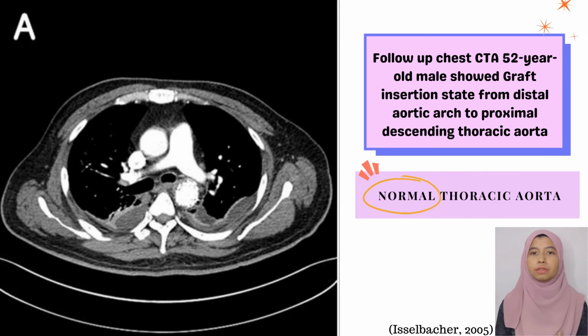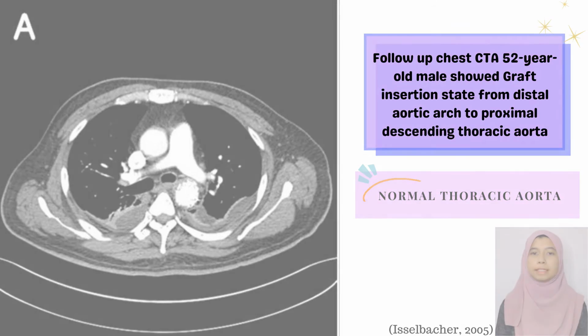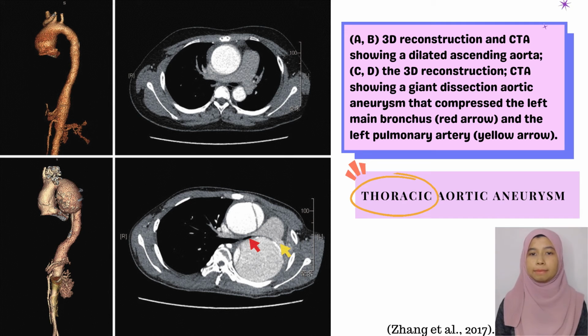So the radiograph shows normal thoracic aorta with diameter size less than 3 cm. The thoracic aortic aneurysms in 3-dimension reconstruction and CTA, the ascending aorta is seen has increased in size with 50 mm 4 years before administration, which can be diagnosed as a thoracic aortic aneurysm.